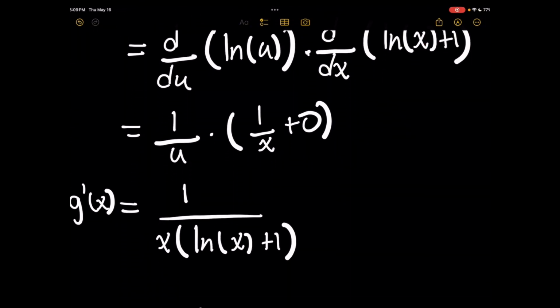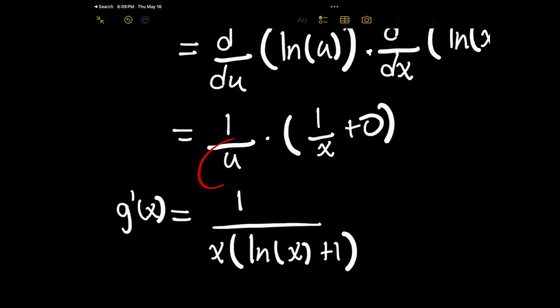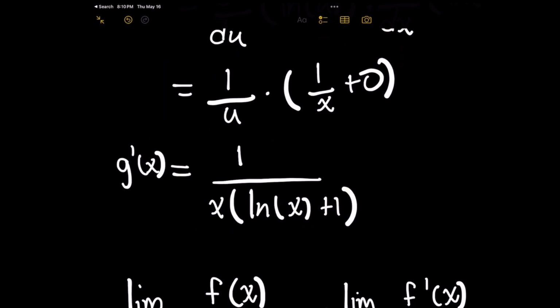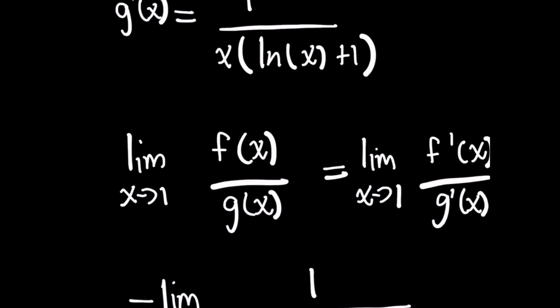Now, remember, you have to put back in what u is, right? We need to have everything in terms of x. I'm going to do that back here. So now you find out that the resulting g prime of x derivative function is 1 over x times, in parentheses, natural log of x plus 1. Going back to the original problem now.